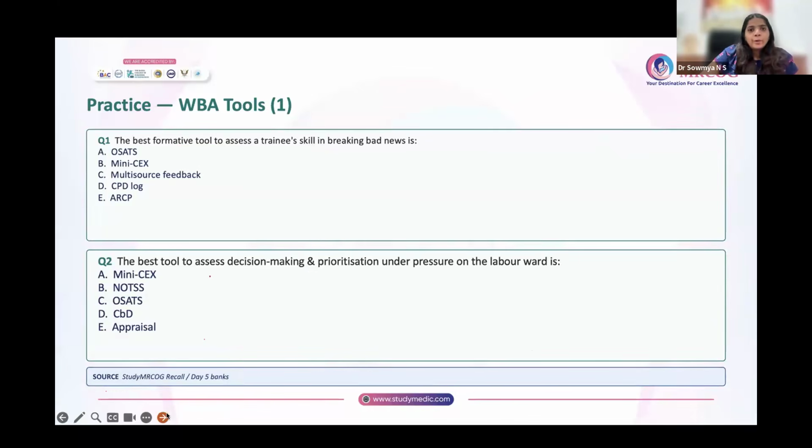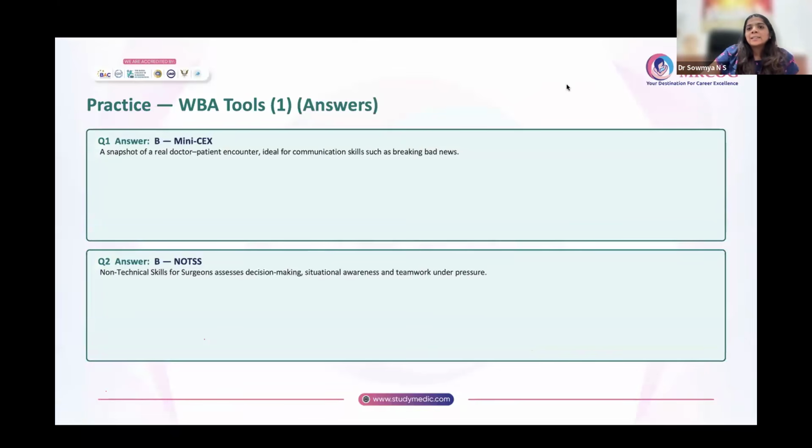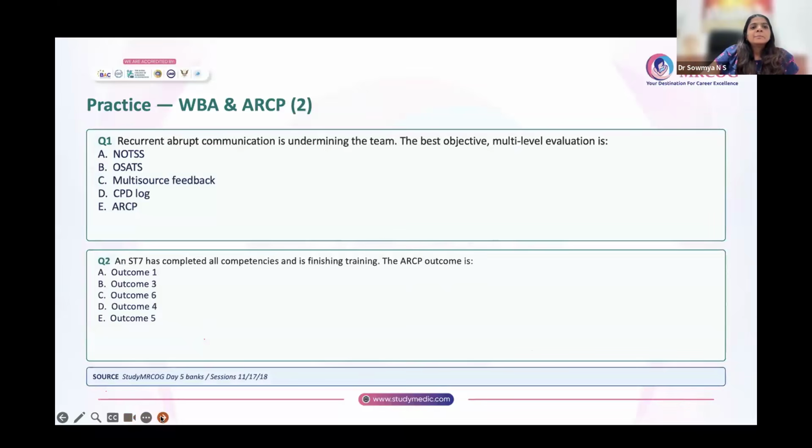It's quite straightforward again. The first one is MEDIC-MRCOG, the second one is situational awareness and leadership, which is NOTS. Okay? Fine. Recurrent abrupt communication is undermining the team. The best objective multi-level evaluation. Again, quite straightforward. Have a look into the options.